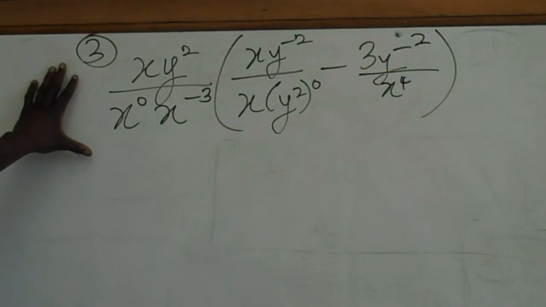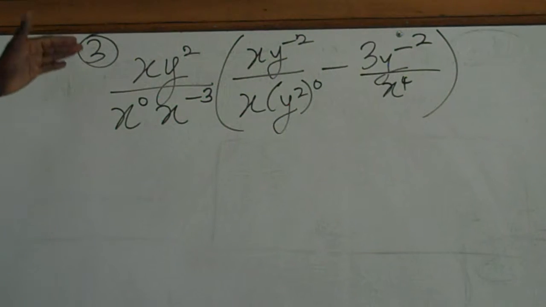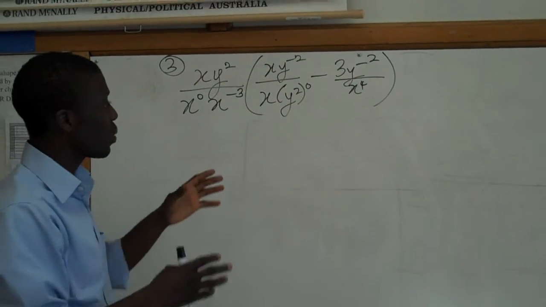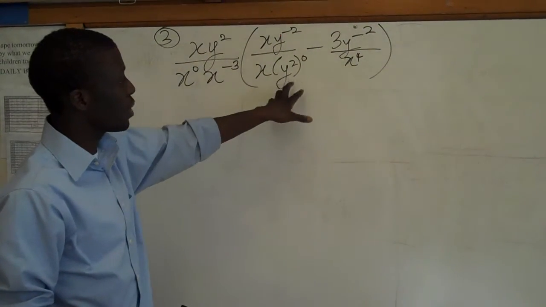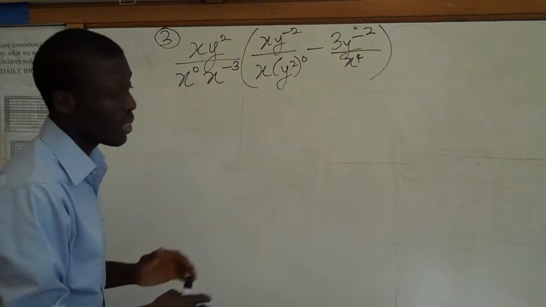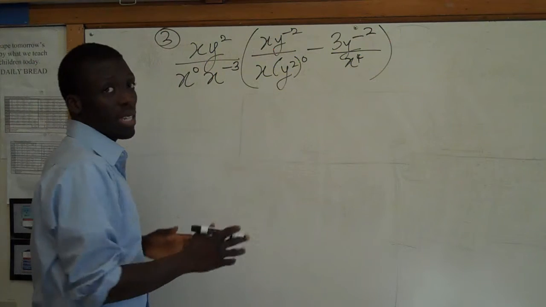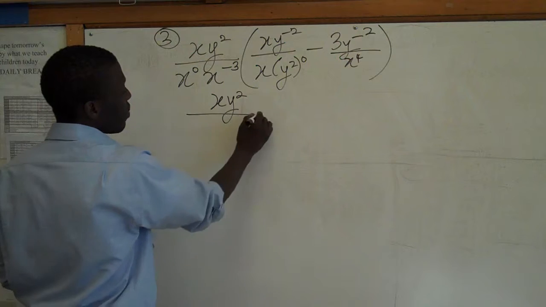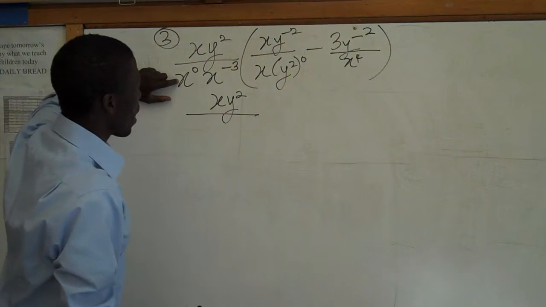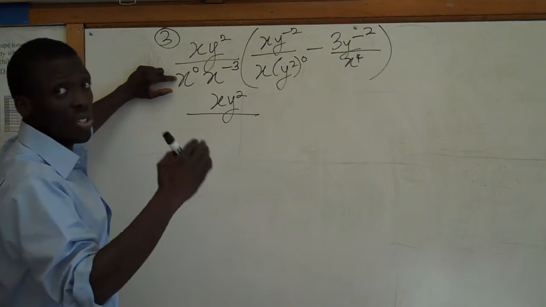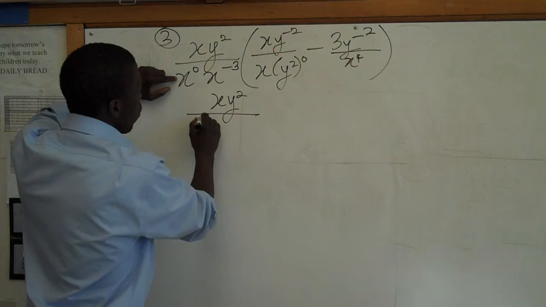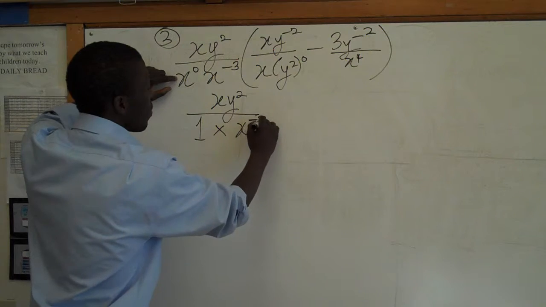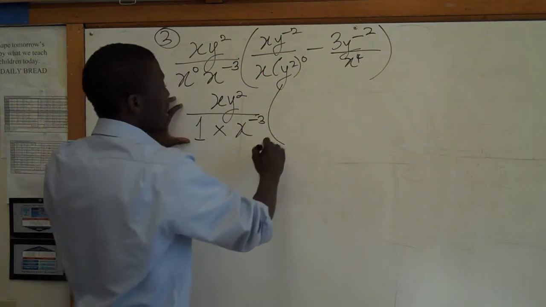Now, you look at this problem, what you need to realize is that a lot of things could leave right away. But before you get there, let's quickly deal with the brackets, this small bracket in here, and then we'll deal with the bracket as a whole. So let's go step by step. We're not going to rush into anything. x, y squared divided by x to the 0, according to one of the laws of indices, anything to the 0 is 1. And so this becomes a 1 times x to the negative 3. Okay, that's the first thing we've done.